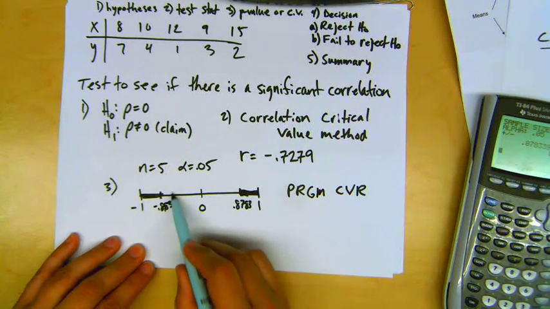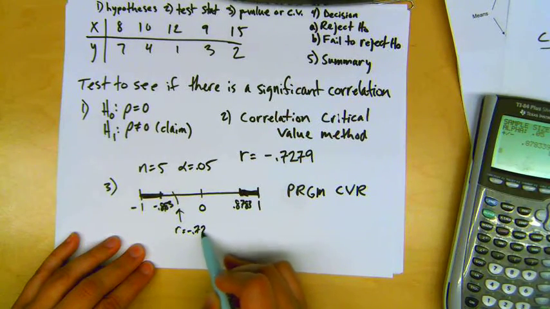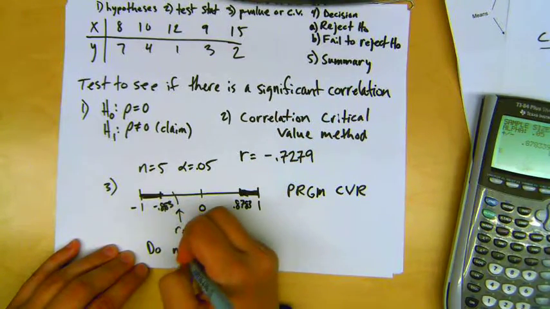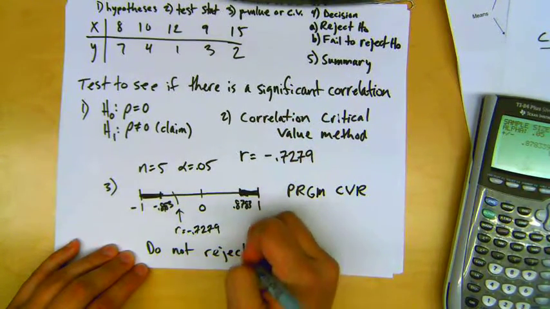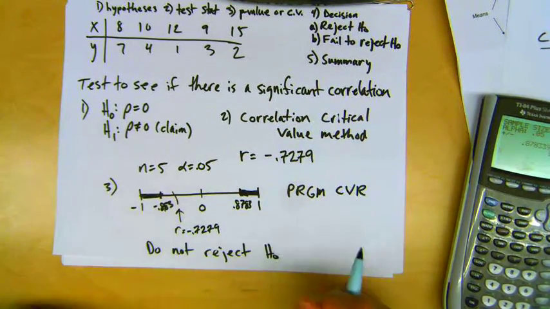So negative 0.7279, it's close to -1, but it's saying it's not close enough. So on here I'd say do not reject the null. There's not a significant correlation between, I didn't give you context, but X and Y.